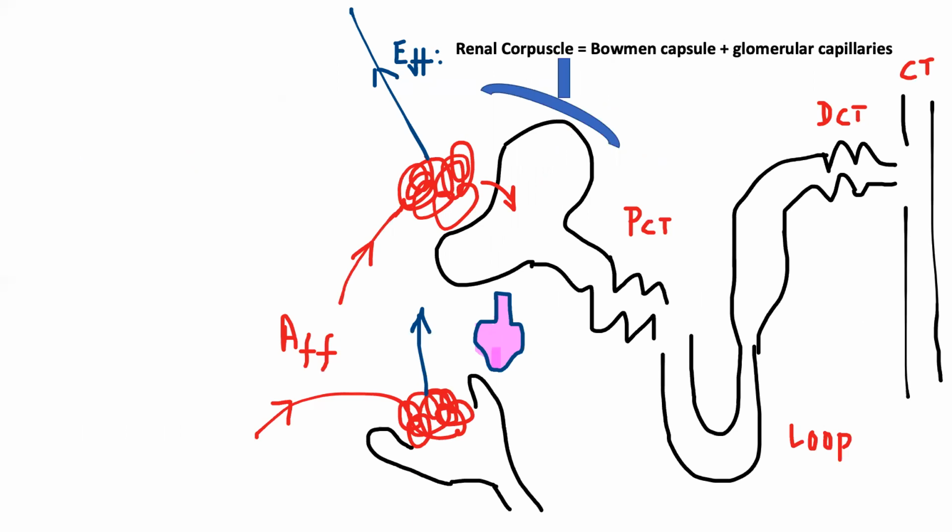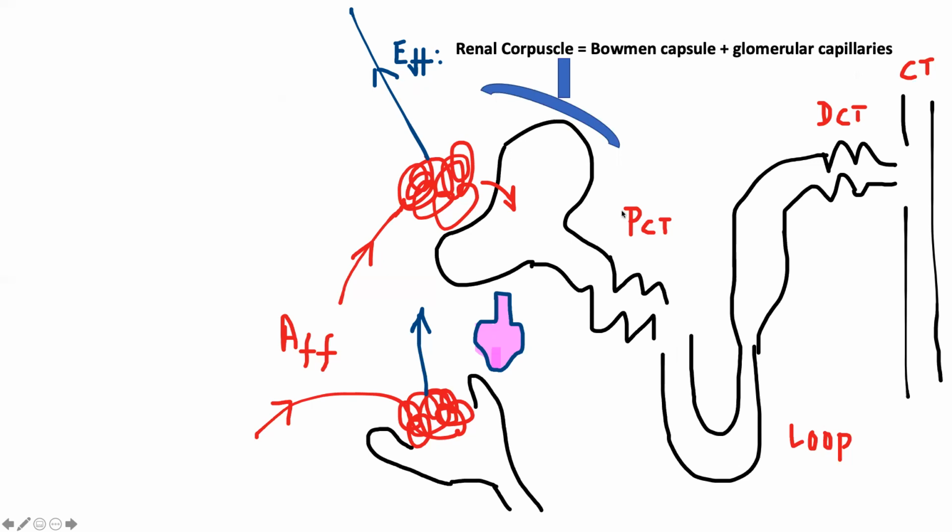Now I want to explain how a nephron is formed. This is the renal corpuscle, which is made of the capillaries and the Bowman's capsule. After the renal corpuscle, we have our proximal convoluted tubule, then the loop of Henle, then the distal convoluted tubule, which drains into the collecting tubules.